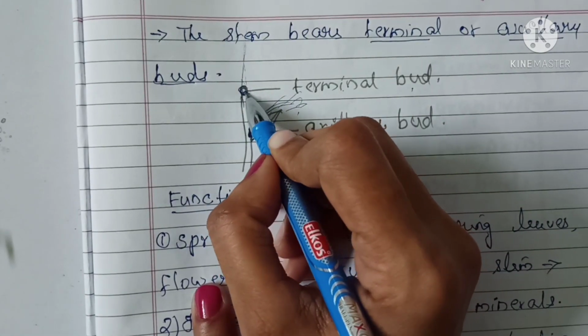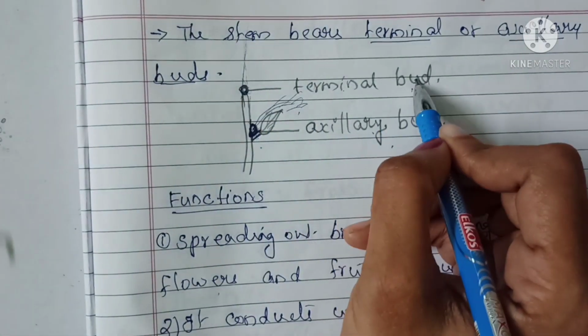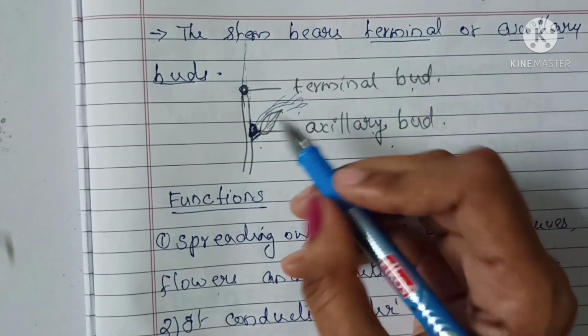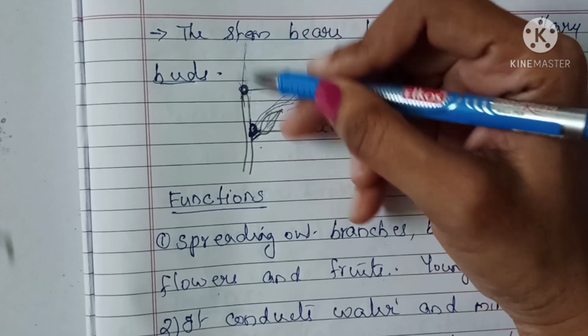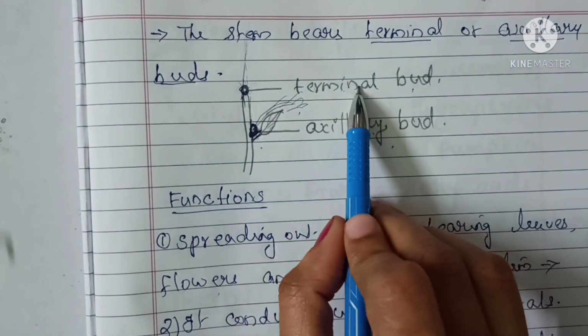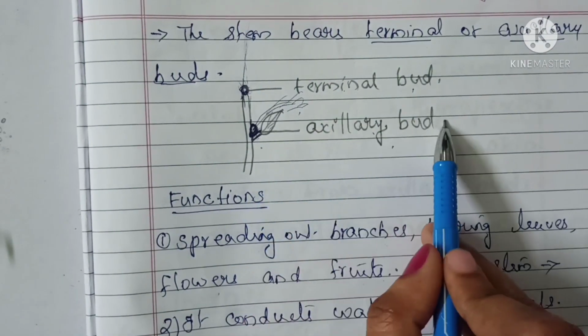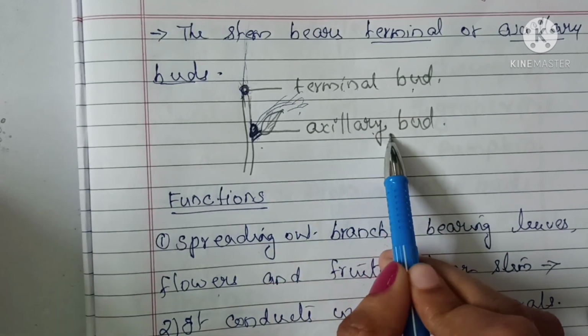If it is at the tip, it is known as the terminal bud, meaning it's the apex. The terminal bud will develop into a leaf, branch or whatever, going upward. So growth of the plant is by the terminal bud, and lateral development like branches will be by the axillary bud.